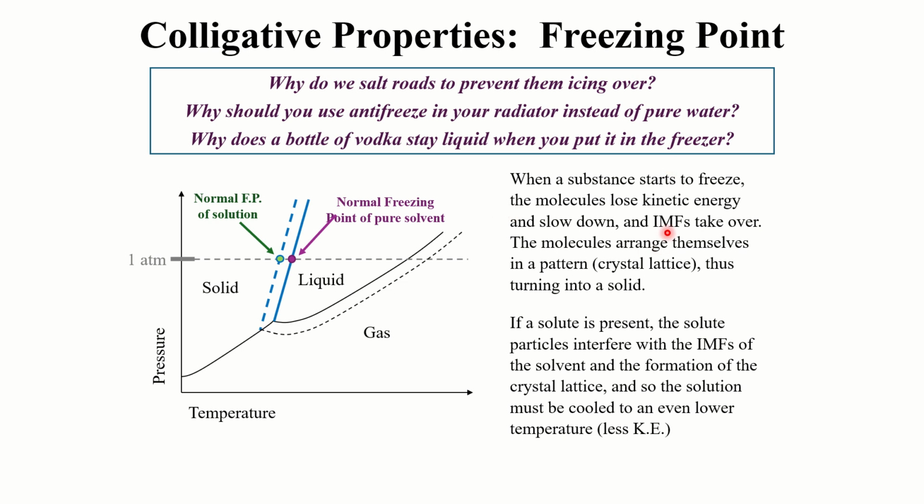So when a substance starts to freeze, those molecules lose kinetic energy, they slow down, and the intermolecular forces take over, right? So think about water. When you put some water in the freezer, the freezer is cooling the water down, so the movement of those molecules is slowing down. As the movement of molecules gets slower, the intermolecular forces begin to win, so to speak. Those water molecules begin to pack into that ordered crystal structure. The molecules arrange themselves in a pattern, typically a crystal lattice, and this turns them into a solid.